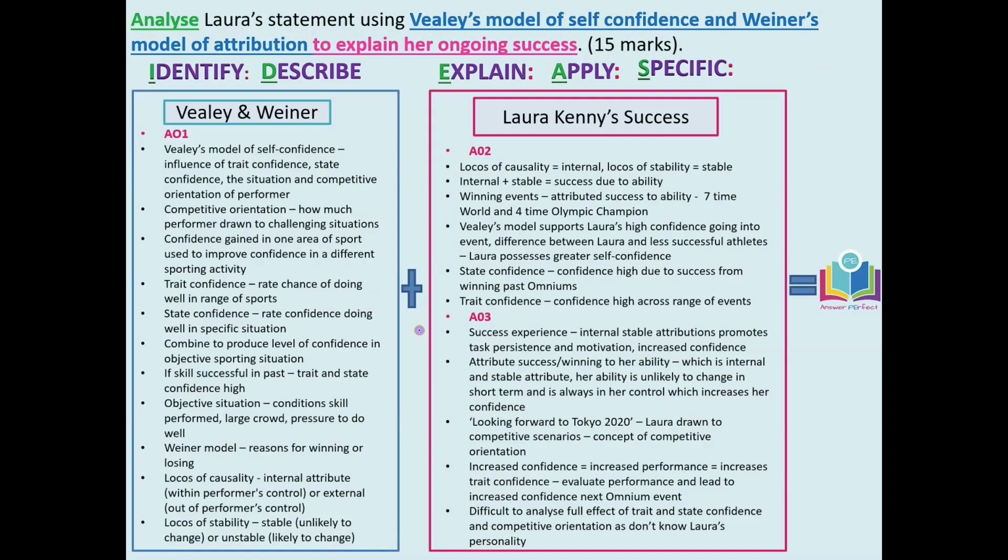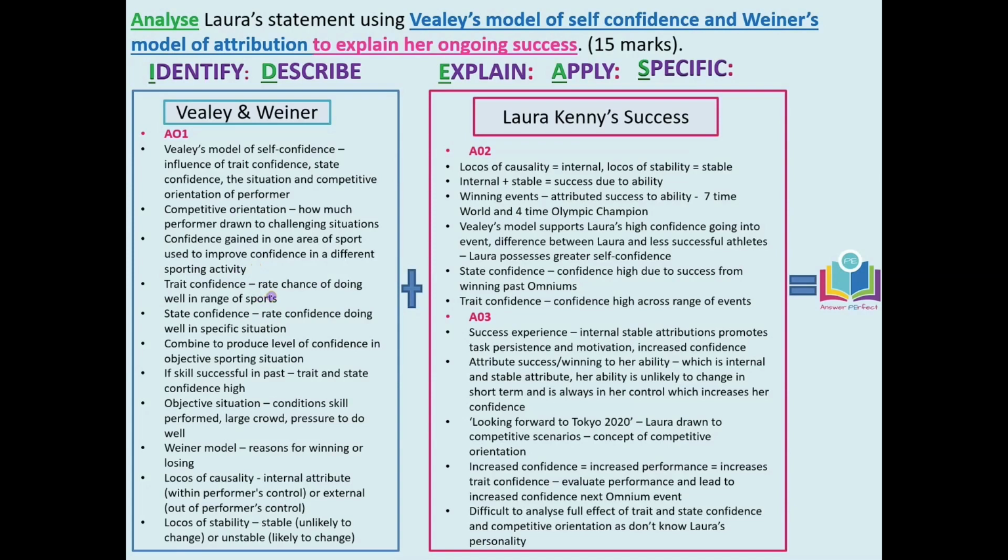Going over to AO1. Well, Vealey's model of self-confidence, that is the influence of trait confidence, state confidence, the situation and the competitive orientation of a performer. Competitive orientation, that's how much somebody is drawn to those challenging situations. Confidence gained in one area of sport is used to improve confidence in a different sporting activity.